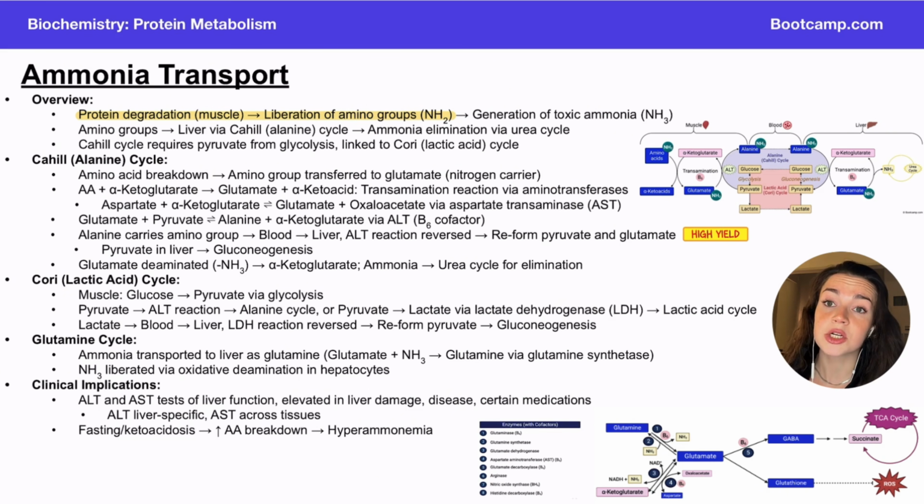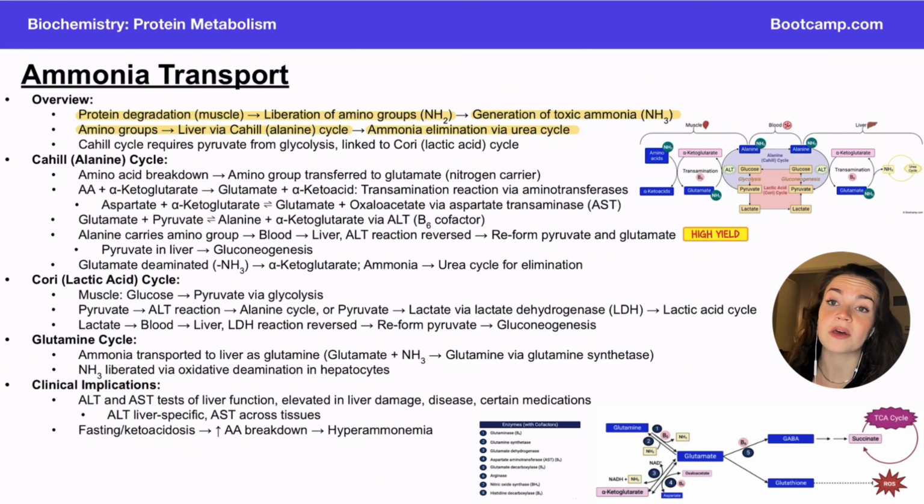Problem is, the liberation of those amino groups will quickly turn into ammonia, or NH3, and that is toxic. So ammonia is detoxified in the liver, and so in this video we're going to talk about how all that ammonia gets to the liver. The amino groups are going to travel to the liver via the Cahill cycle, also called the alanine cycle. And once we're in the liver, that ammonia can be eliminated via a process called the urea cycle, which we'll talk about in the next video.